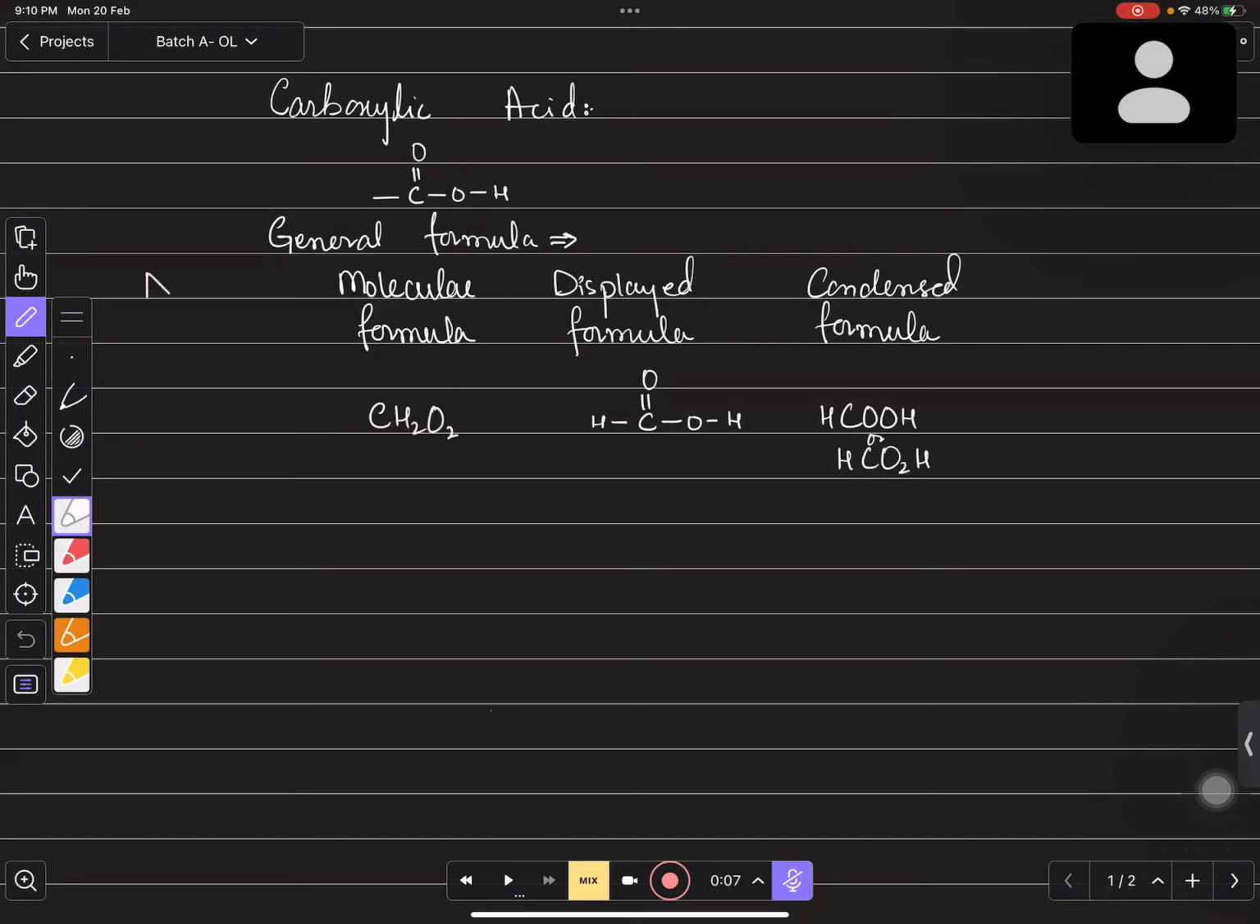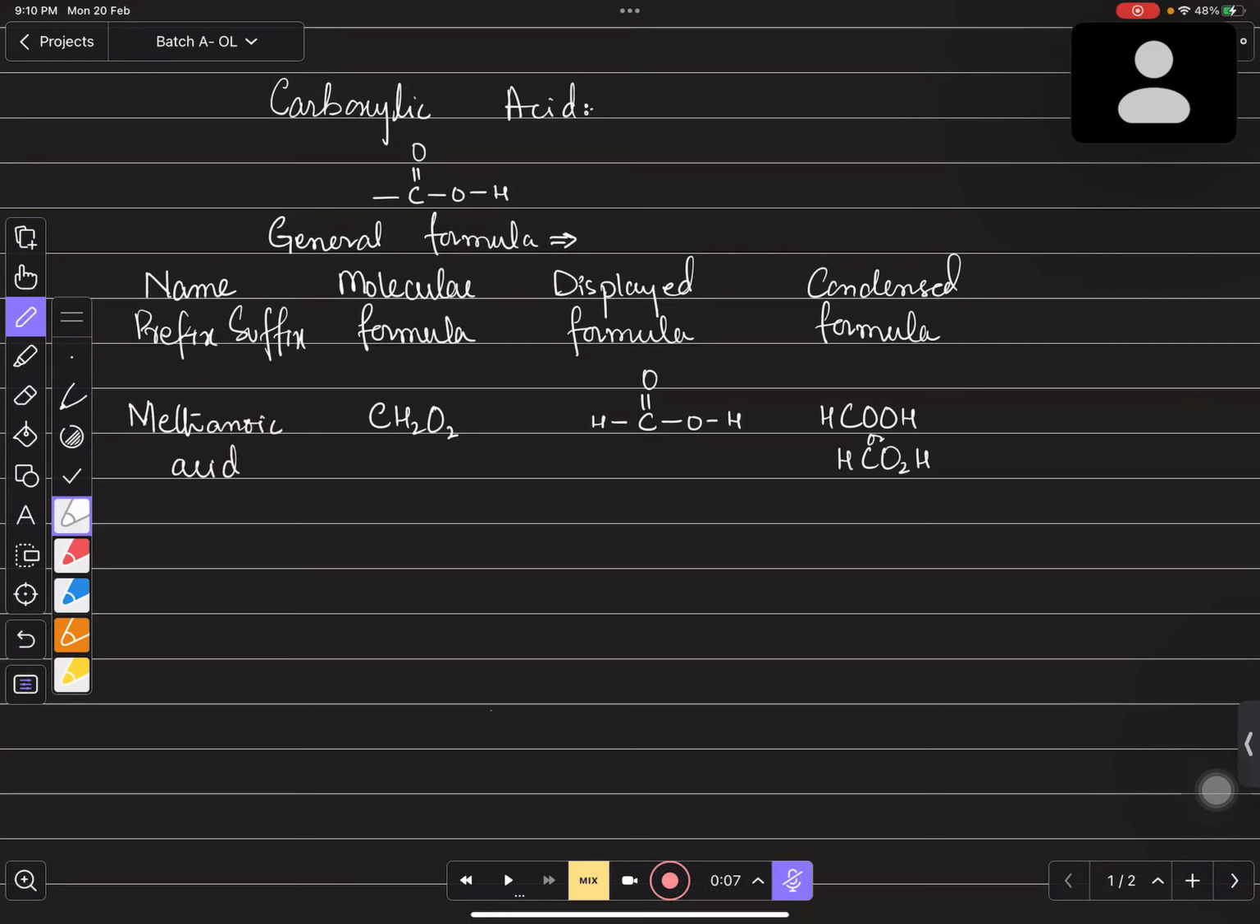And what is the name for this? The name is always from prefix and suffix. So again, the carbon is 1, so the prefix is meth. You can simply say that it is meth. And for this, you need to add the suffix over here, anoic acid. You need to add anoic acid over there, so it would be methanoic acid. This would be methanoic acid.